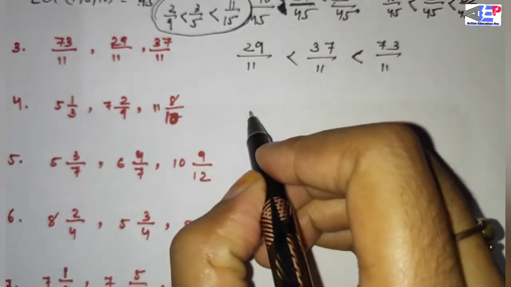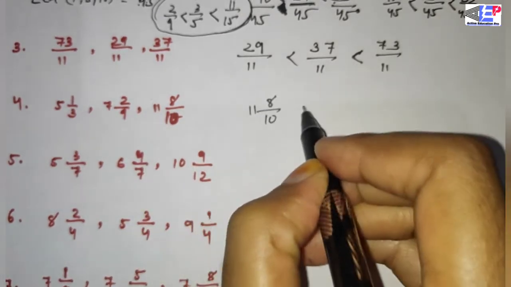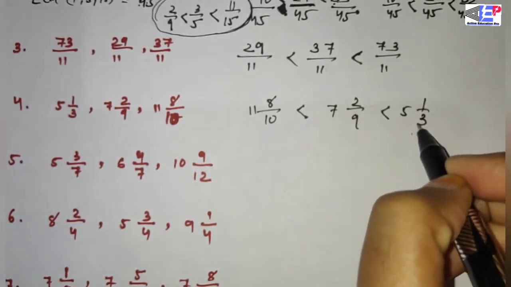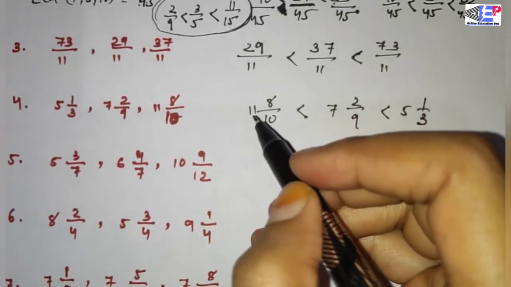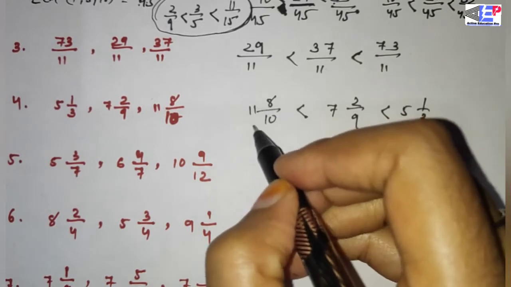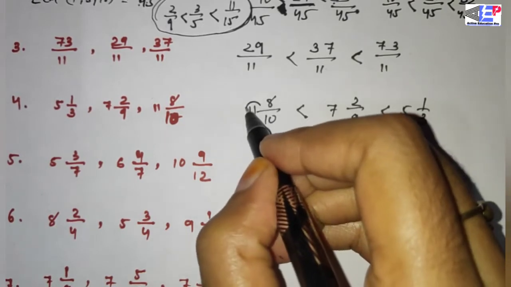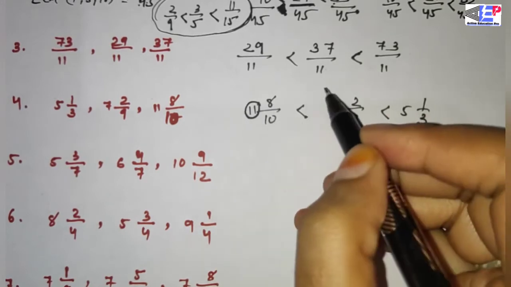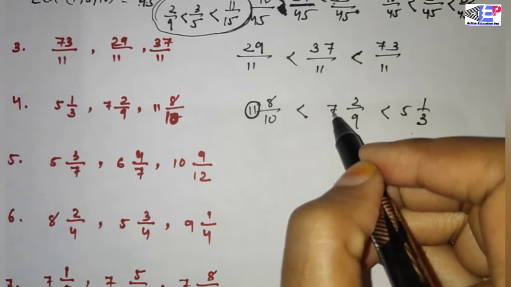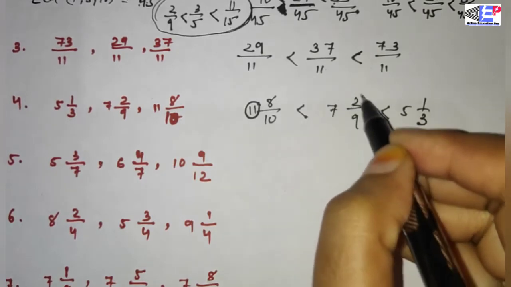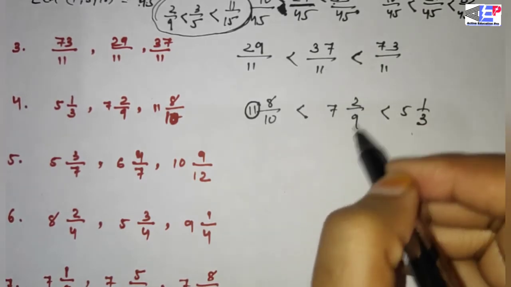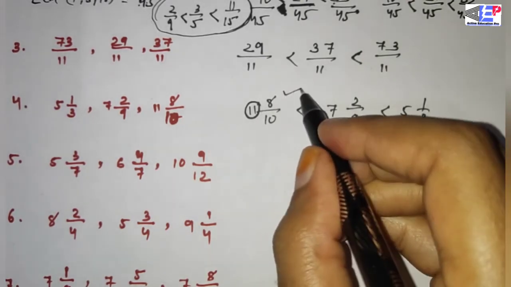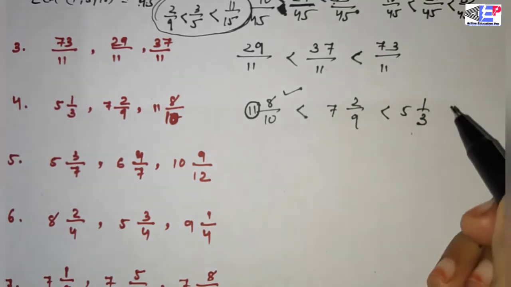11 is the highest value, so you can write here 11 8 by 10, greater than 7 2 by 9, greater than 5 1 by 3. 11 part 8 by 10 means completely 11 whole, and then 8 out of 10 of the next number, 12. Then 7 complete 7, then 2 by 9 of the 8th number, then 5 1 by 3 means 5 whole part. So 11 8 by 10 is the greater value.